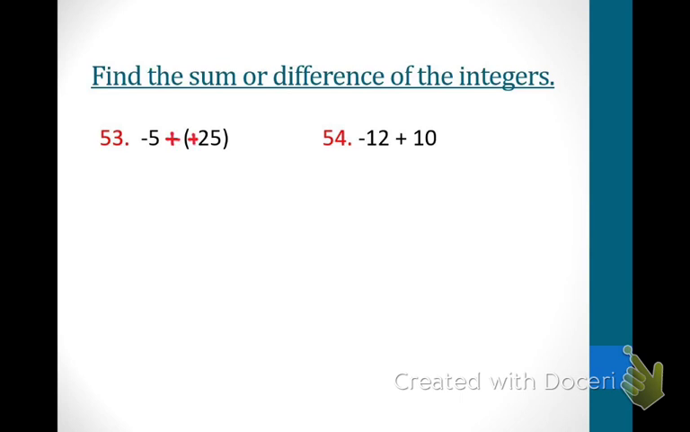A positive, okay? So now what I want you to do is rewrite this on the line directly underneath it. What will it say underneath it? -5 plus 25. Those two positives just turn into one positive.